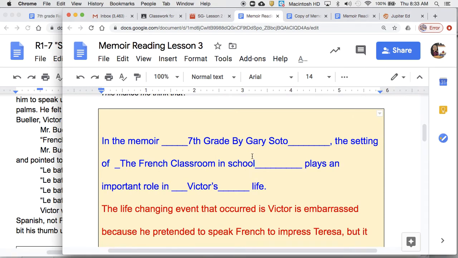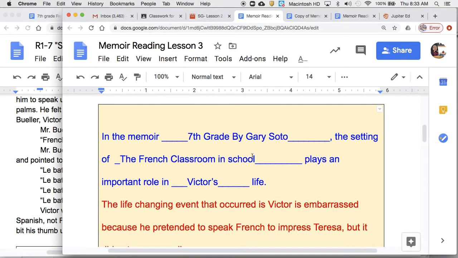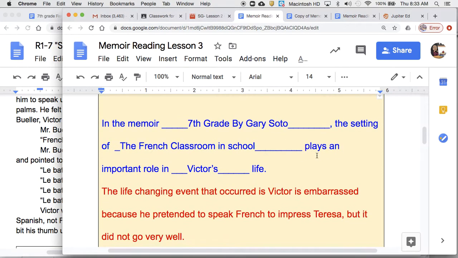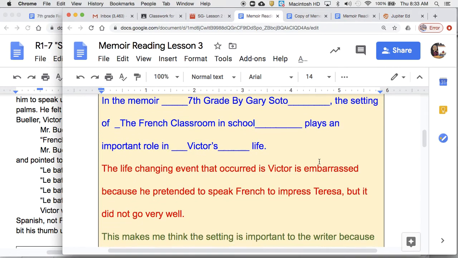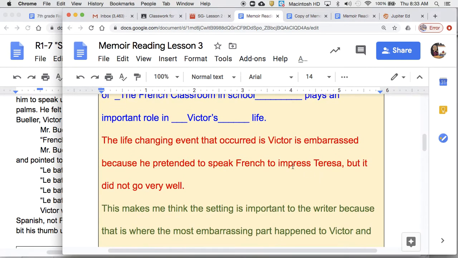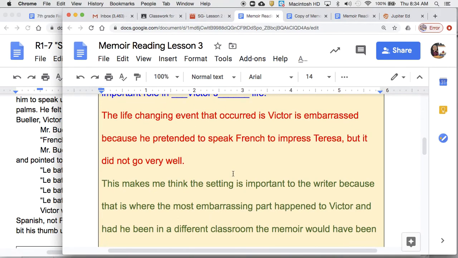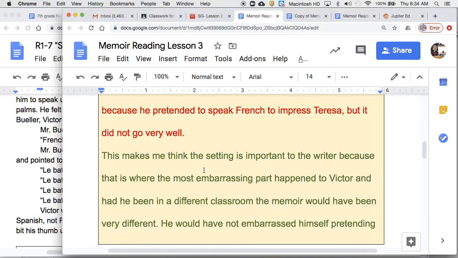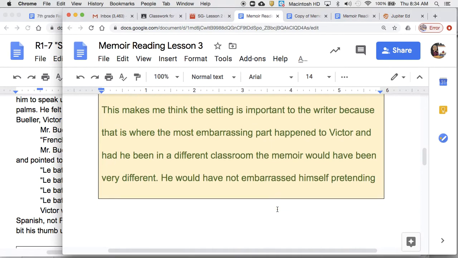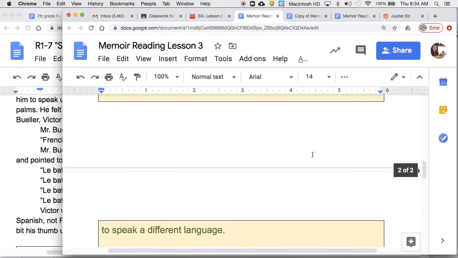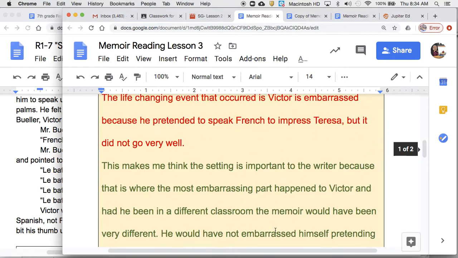Again, the post-it says, in the memoir 7th grade by Gary Soto, the setting of the French classroom in school plays an important role in Victor's life. The life-changing event that occurred is Victor is embarrassed because he pretended to speak French to impress Teresa, but it did not go very well. This makes me think the setting is important to the writer because that is where the most embarrassing part happened to Victor, and had he been in a different classroom, the memoir would have been very different. He would not have embarrassed himself pretending to speak a different language.